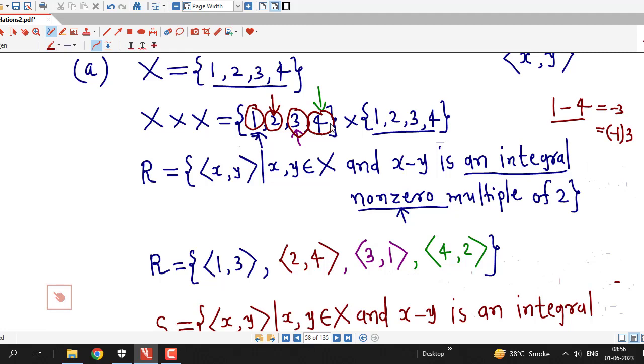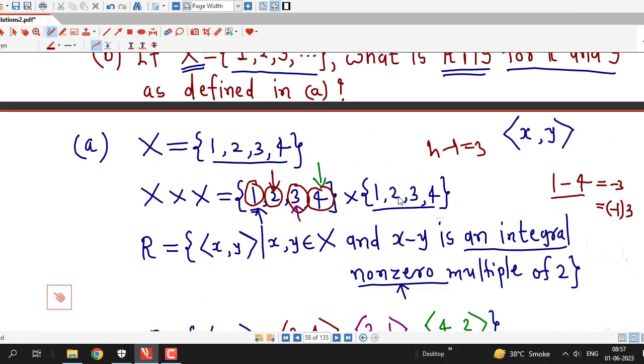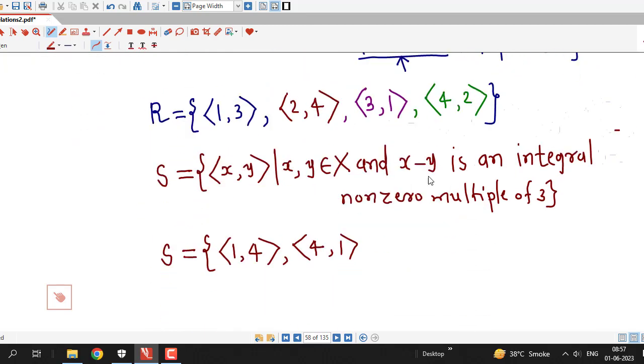Then 4. So 4, 1. The difference of 4 and 1 is 3, so that is allowed. So we write the ordered pair 4, 1. Then 4, 2: the difference is 2, not allowed. 4, 3: the difference is 1, not allowed. 4, 4: the difference is 0, not allowed. So these are the only ordered pairs which belong to relation S.